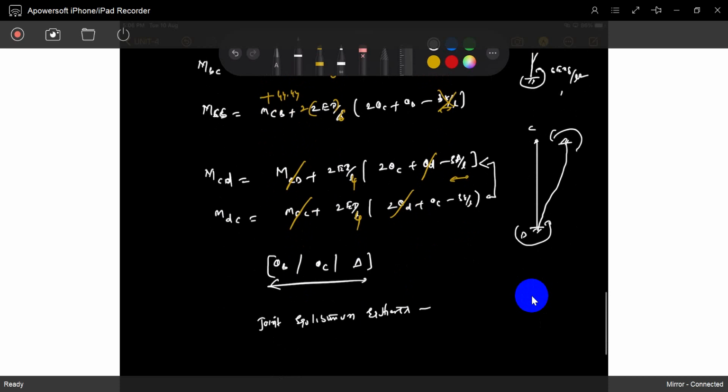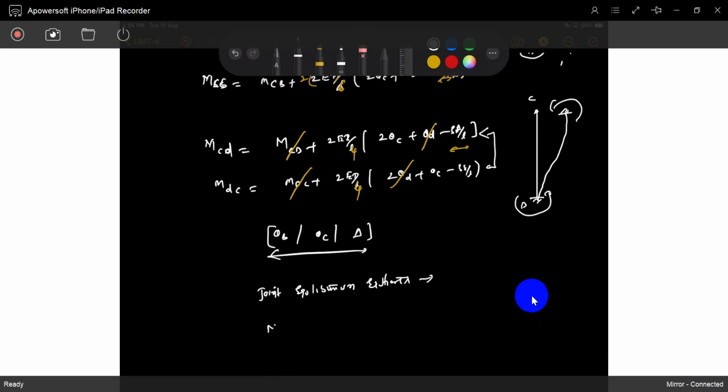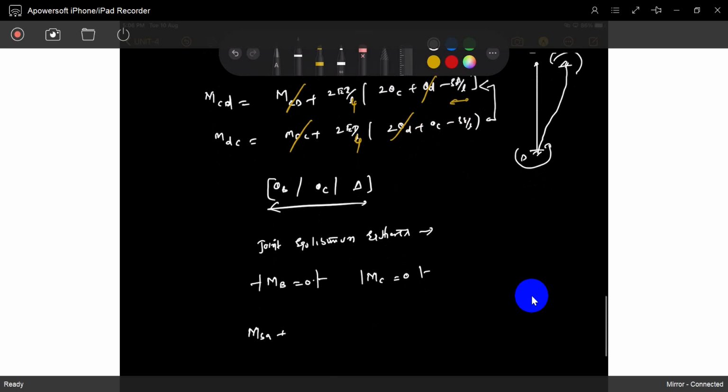What are those joint equilibrium equations? The moment at joint B is 0. The moment at joint C is also 0. We know it: MBA plus MBC is 0. If any other concentrated moment is there, we have to take that as equal to the external concentrated moment. Yesterday we solved it properly. So MCB plus MCD is equal to 0. We get 2 equations, the joint equilibrium equations.